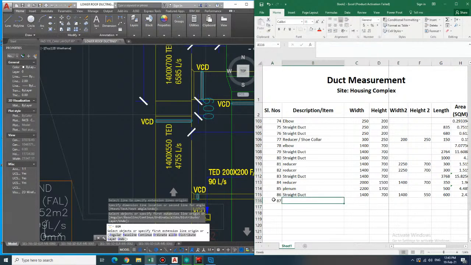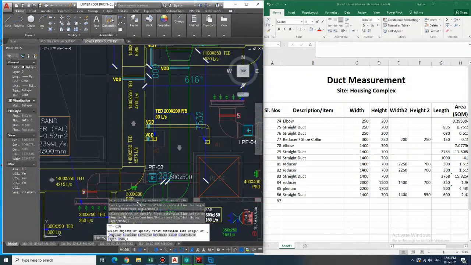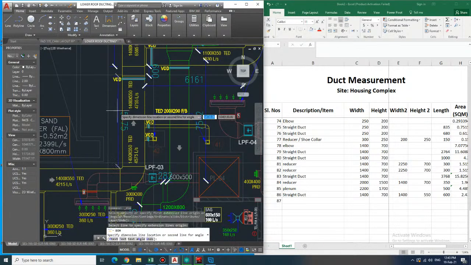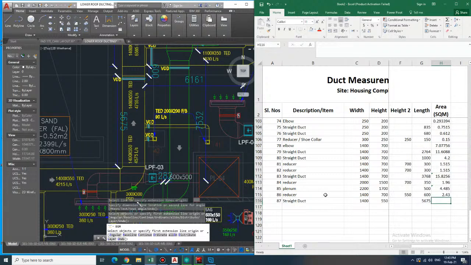Going to 87. So reducer. Going to the straight duct. What's the straight duct? 1400 by 550. Length is 5675. So apply the straight duct equation here.